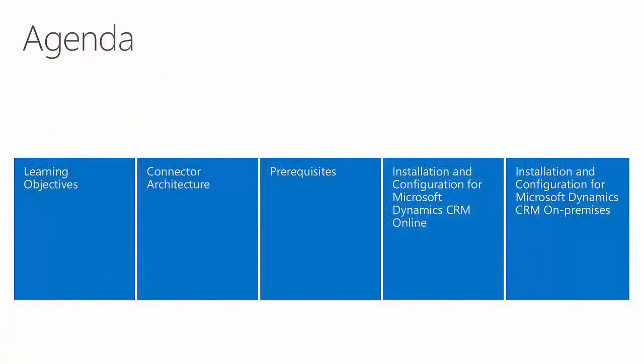Throughout this module, I will cover a high-level overview of the primary learning objectives, the connector's underlying architecture, the prerequisites that must be in place for the connector to function, the installation and configuration steps required for a Microsoft Dynamics CRM online organization, and the installation and configuration steps required for a Microsoft Dynamics CRM on-premises organization.